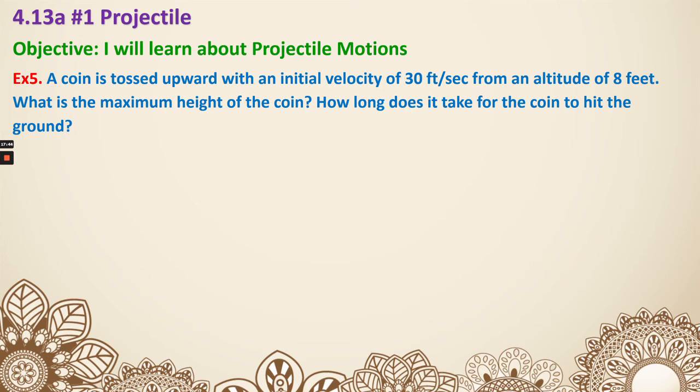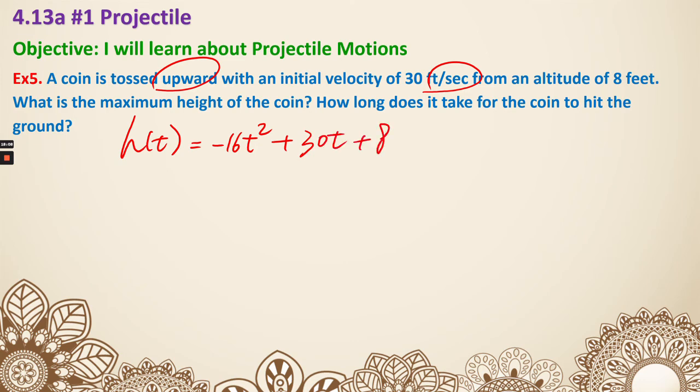A coin is tossed upward with an initial velocity of 30 feet per second this time. So we are going to need to use not negative 4.9. We're going to use negative 16 t squared. And it's from an altitude of 8 feet. So first, the initial velocity is going upward, so it's positive, so plus 30t. Then from a platform that is at 8 feet, so plus 8.